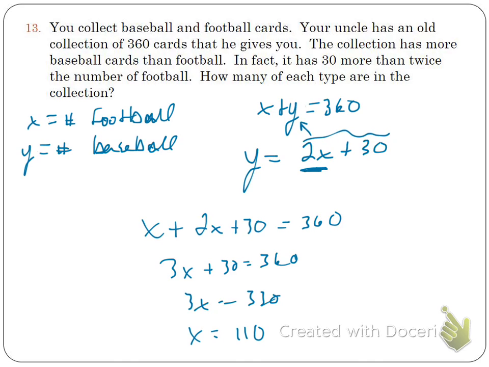And so apparently he has 110 football cards. Well, if he has 110 football cards, then substituting 110 into the first equation, we're going to find out that he has 250 baseball cards. 30 more than twice the number of football cards. Okay? All right, that's it.